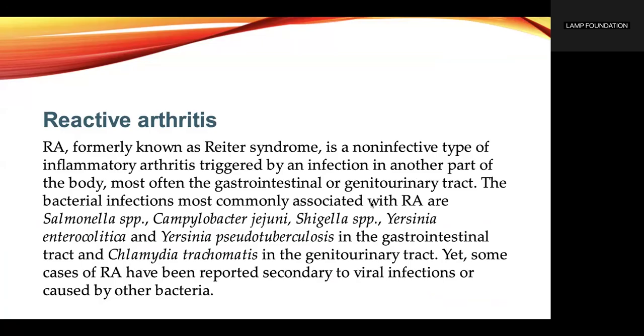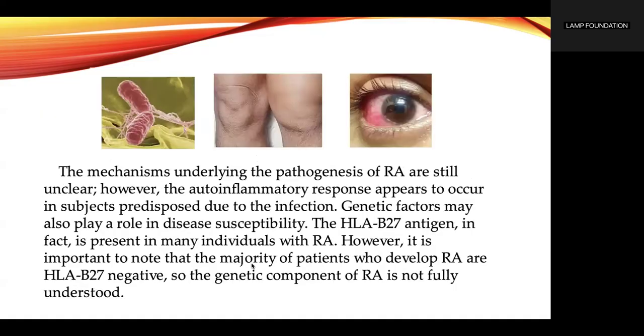Reactive arthritis, RA, formerly known as Reiter's syndrome, is a non-infective type of inflammatory arthritis triggered by an infection in another part of the body, most often the gastrointestinal or genitourinary tract. The bacterial infections most commonly associated with RA are Salmonella species, Campylobacter jejuni, Shigella species, Yersinia enterocolitica, and Yersinia pseudotuberculosis in the GI tract, and Chlamydia trachomatis in the genitourinary tract. Yet, some cases of RA have been reported secondary to viral infections or caused by other bacteria.